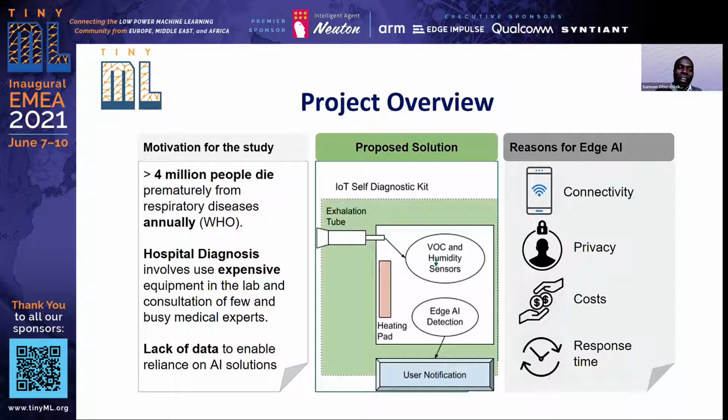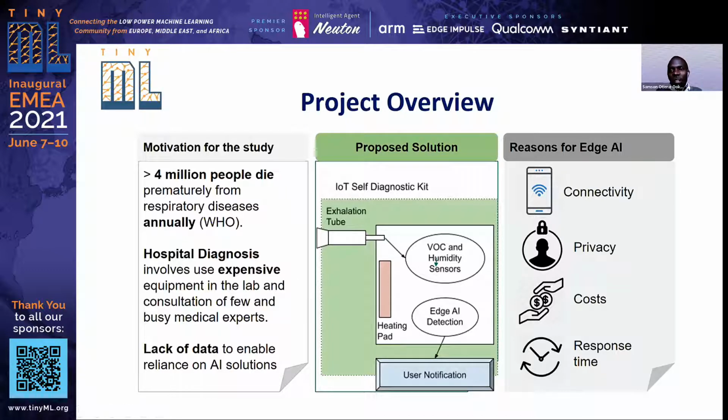And so we have the challenge in Africa where getting treatment, processes, consultation and even medical experts are hard to come by. So we thought of coming up with a self-diagnostic kit that people can use at home to check their respiratory status from exhaled breath. It is a portable device that somebody exhales into, and then we use Edge AI to detect whether somebody is suffering from COPD or not.